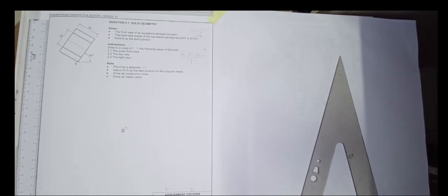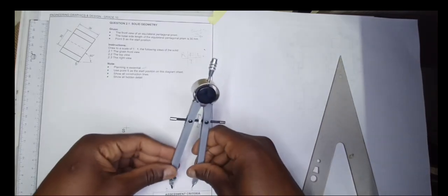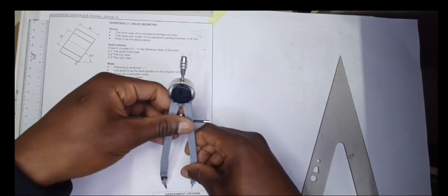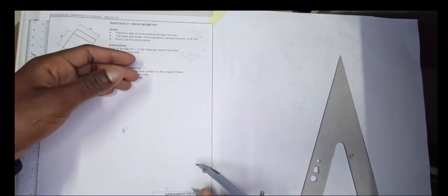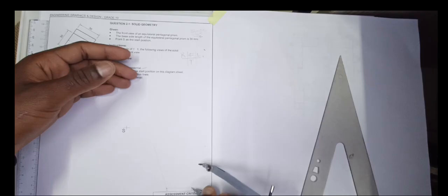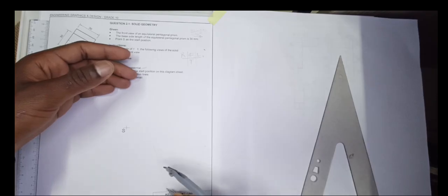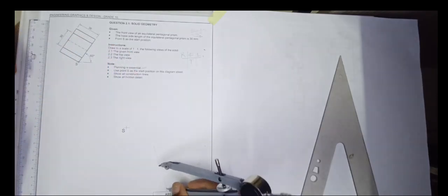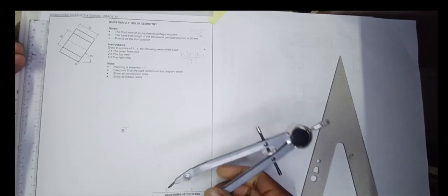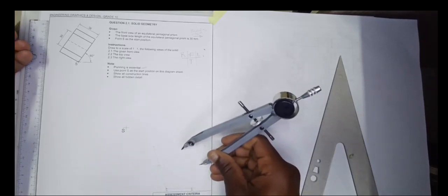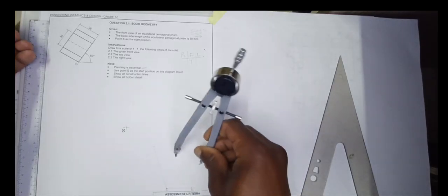Because they said one side length of our pentagonal prism is 30, I can now use my compass. Set it to measurement 30. On the line that I constructed, I have my arc. Also on the A side, I have my arc. I'm still using the 30 millimeter length.